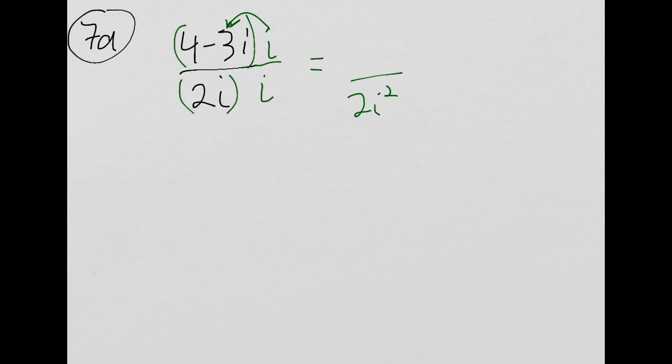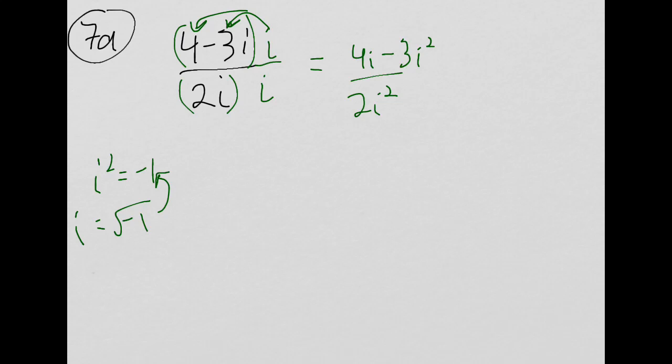I'm going to distribute this into this thing. That gives me 4i, and then minus 3i squared. You should know that i squared gives us minus 1. That's because i is equal to the square root of minus 1, and if I square both sides, that's what I get.